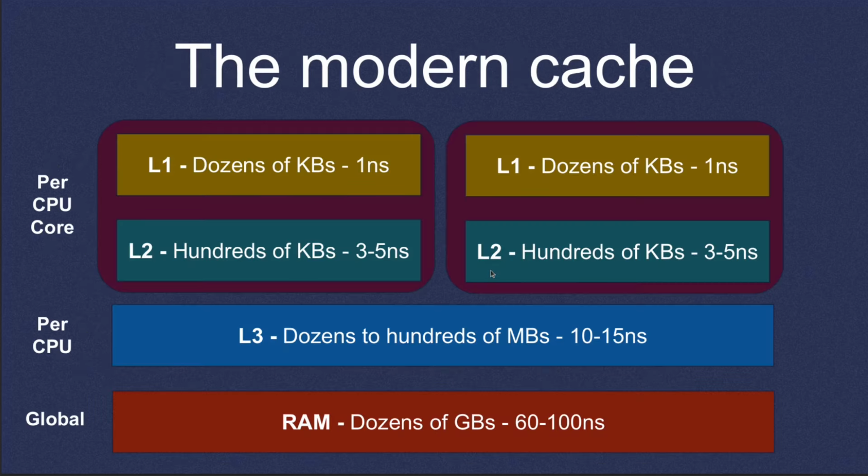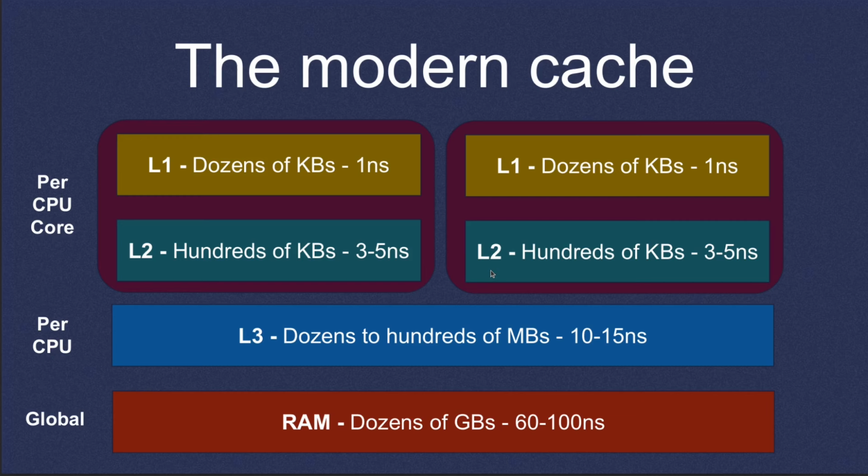So let's begin by explaining how the modern caching system works on CPUs. You have your global memory. Your global memory can be dozens of gigabytes, usually 32, 64, whatever. And accessing it takes around 60 to 100 nanoseconds. That's just a reference number. It's going to change, maybe not be exact, but you get an idea of what the relationships between the different cache levels are. Then for every CPU, not CPU core, CPU.